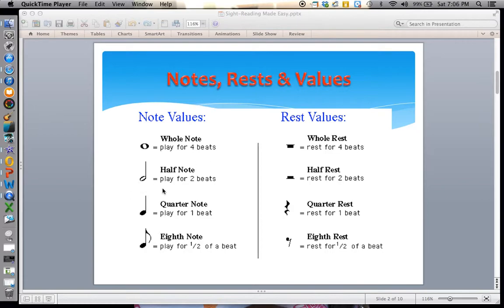A half note, 2 beats or 2 counts, a quarter note, 1 beat or 1 count, and an eighth note only gets half of a beat or half of a count. Now this is going to be very important that you remember the values of these notes, because this will help you to establish a rhythmic pattern as you begin to sight read simple melodies.